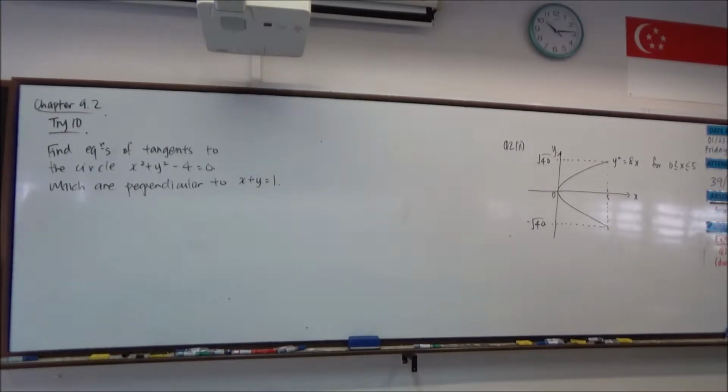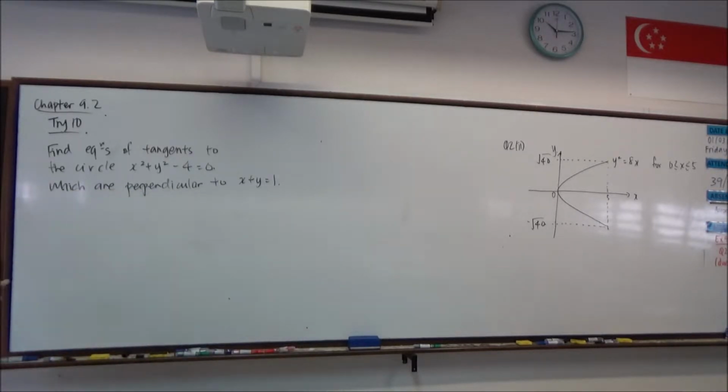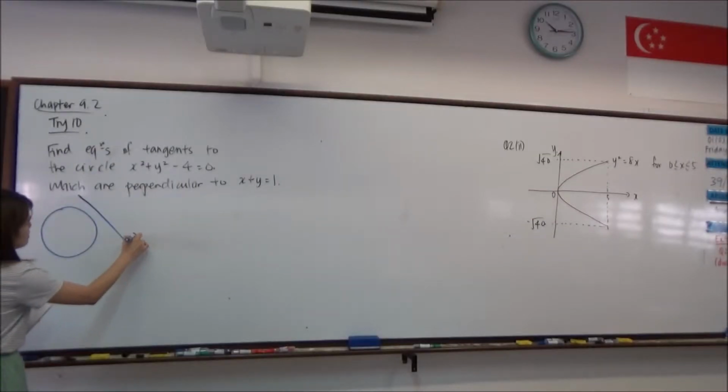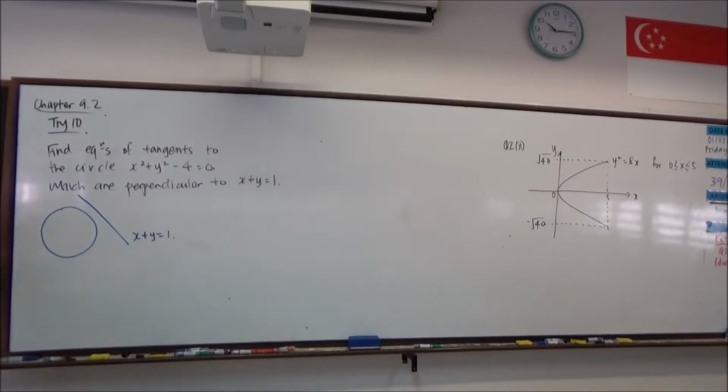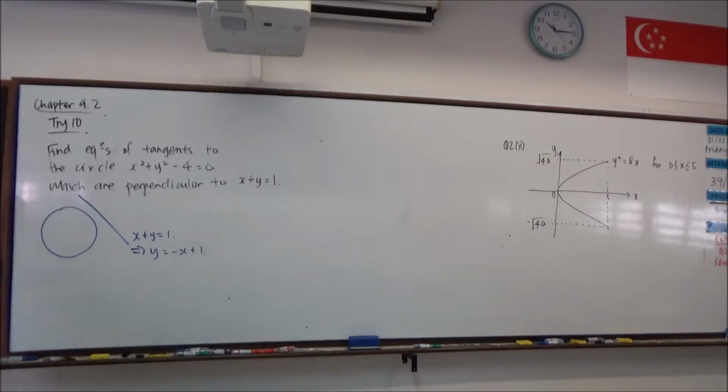Seems a bit difficult if we don't draw a diagram, so let's just draw a diagram to understand the entire question. So we have some circle and we want to find tangents, and this tangent is perpendicular to the line x plus y equals 1. So maybe the line is, for example, this. We know this will be a downward sloping line because this gives y equals negative x plus 1, and that is a negative gradient, so it's downward sloping.